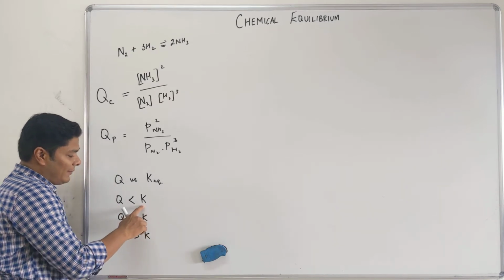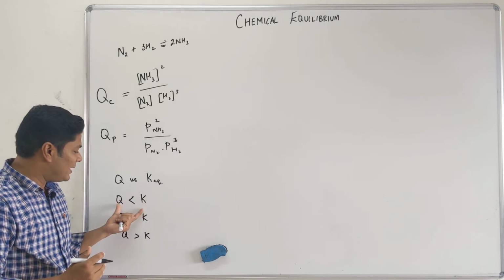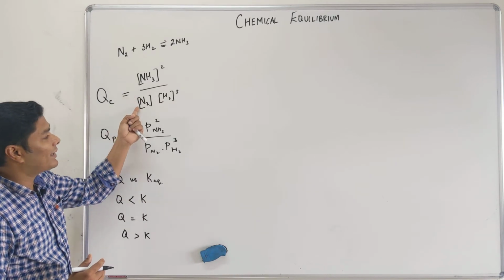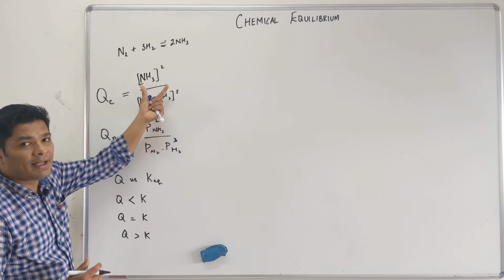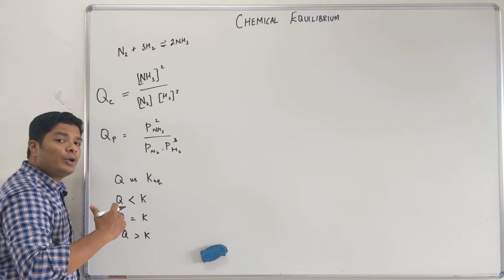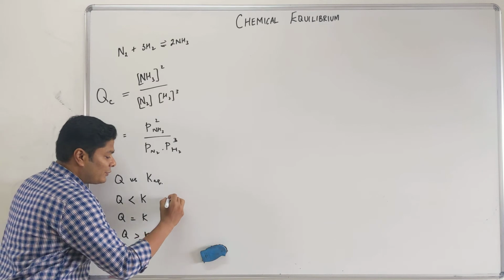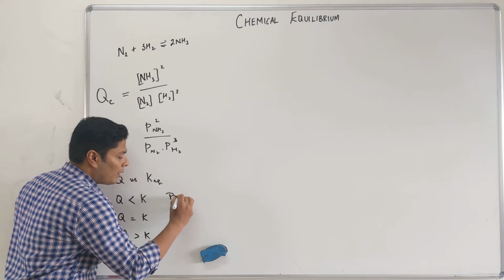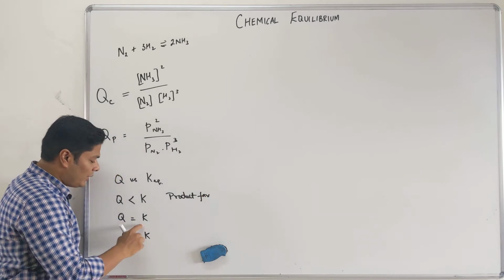Q less than K means, K is set in stone for a particular temperature. Q is less than K means products over reactants is less than K. So products are not high, that is why it is small, the numerator is a small number. So products are not there, so it is going to go to the right side to make Q equal K. So this is product favored.